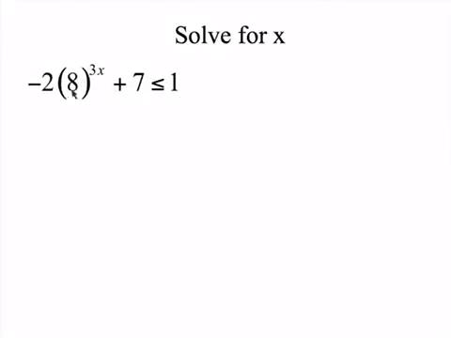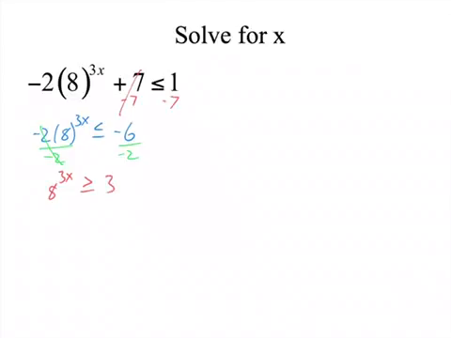To solve this inequality, I'm going to first get rid of that 7 right there. So I am going to minus 7 from both sides. That's gone. So I have negative 2, 8 to the 3x power is less than or equal to negative 6. Next, I'm going to divide by the negative 2, both sides. Once I do that, I have 8 to the 3x power. I have to flip the inequality because I divided by a negative, and negative 6 divided by negative 2 is positive 3.